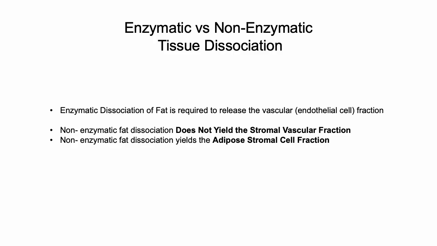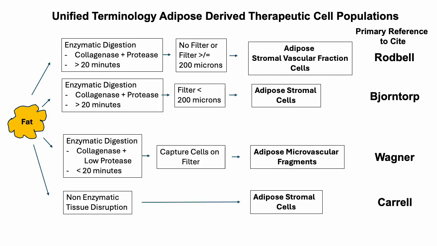Non-enzymatic methods do not yield stromal vascular fraction. They yield the adipose stromal cell fraction. Now, again, I will present a unified terminology for cells isolated from adipose tissue. The original Rodbell method, and this is the top method, is enzymatic digestion using collagenase and protease.